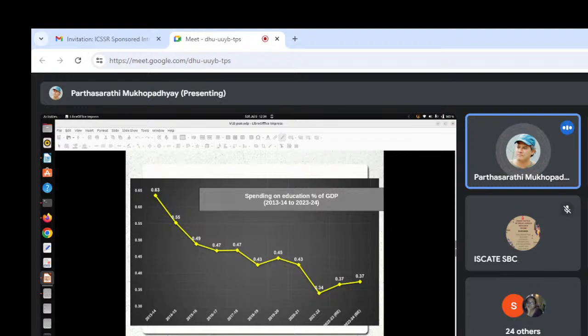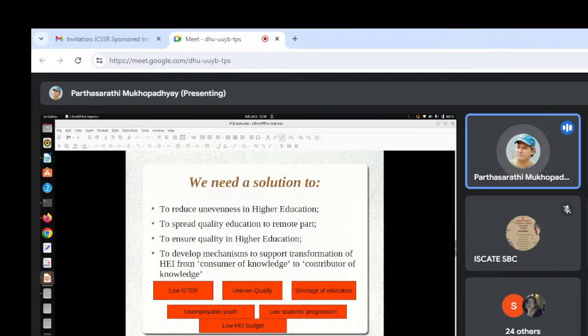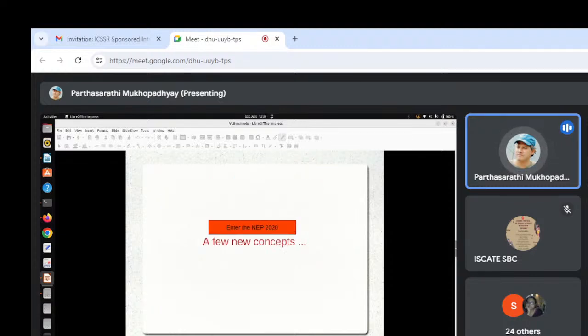And my dear friend, at this juncture of time, you can identify the entire Indian education with this kind of summary factor. We have low GER, uneven quality, shortage of educators, 35% of teaching posts lying vacant, unemployable youth, no student progression. That's a great fallacy of Indian higher education. Why is our student not moving from UG to PG to PhD, and very, very low higher education budget. And to tackle all of these problems, the one El Dorado solution the government is planning is the virtual learning environment.